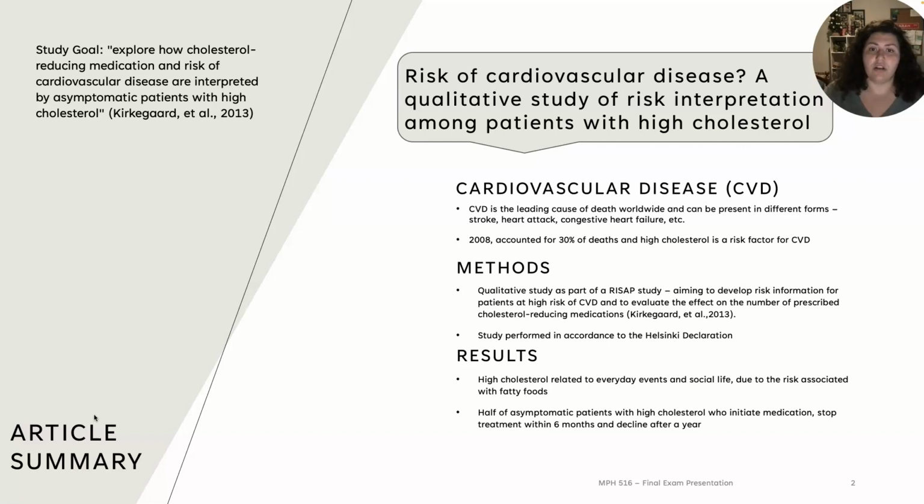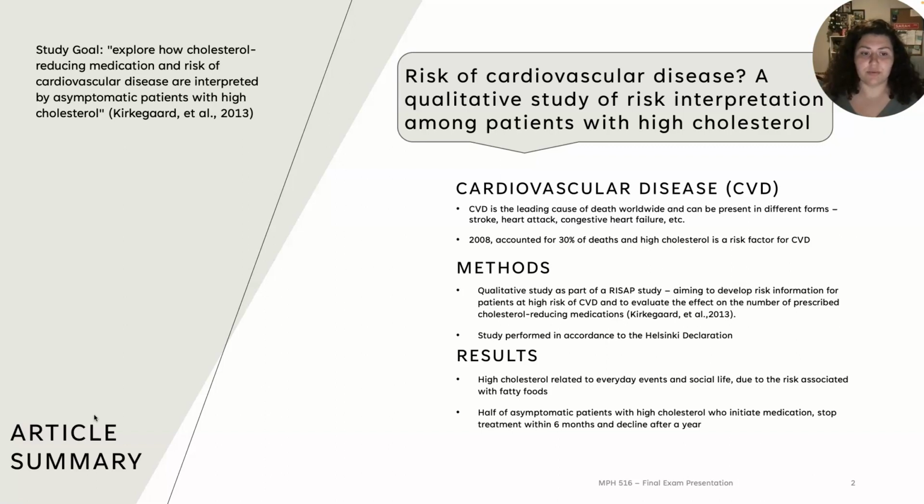Part of the method section of the study was part of a RISAP study, and their main goal was to develop risk information for patients at high risk of CVD and to evaluate the effect of the number of prescribed cholesterol-reducing medications for CVD and how all that relates. The study was performed in accordance with the Helsinki Declaration, and the main goal of the study was to explore how cholesterol-reducing medications and the risk of cardiovascular disease are interpreted by asymptomatic patients with high cholesterol.